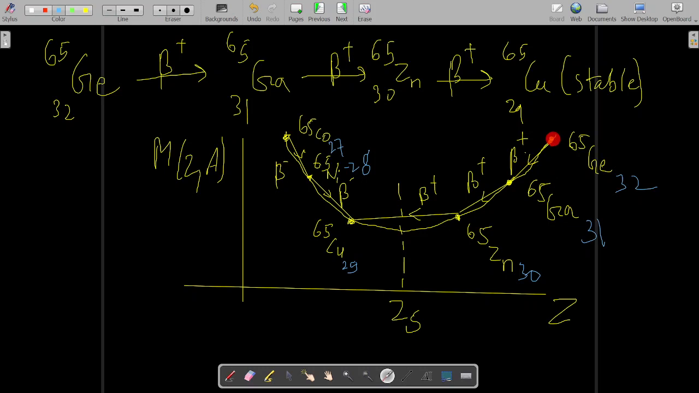Germanium emits one positron, its atomic number decreases by 1 and becomes 31. Again it emits one positron, its atomic number decreases by 1 and it becomes 30. Again it emits a positron and it becomes 29. Such is the situation. So the nuclei which lie on the right hand side of this curve undergo positron decay, and those which lie on the left hand side undergo beta negative decay.